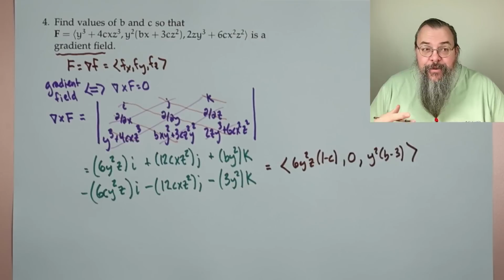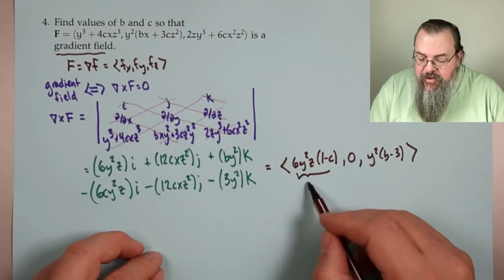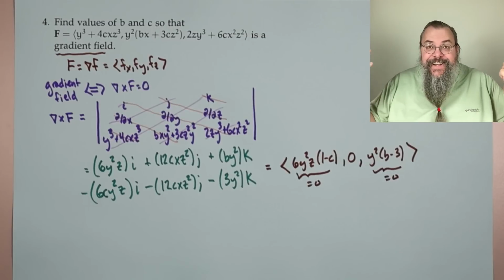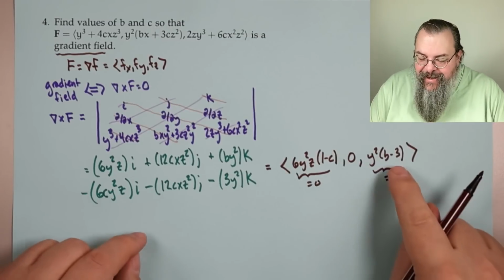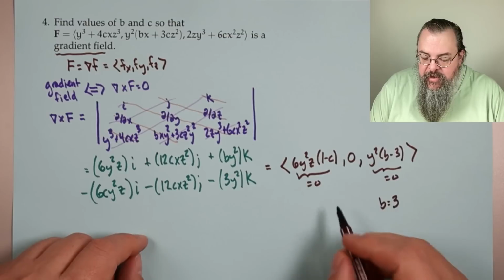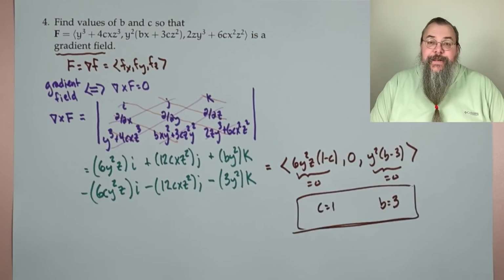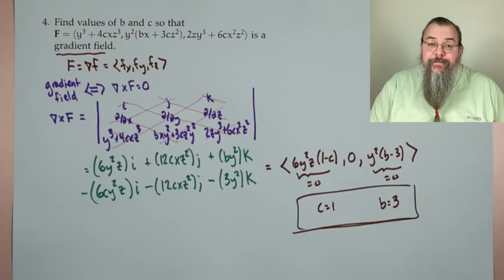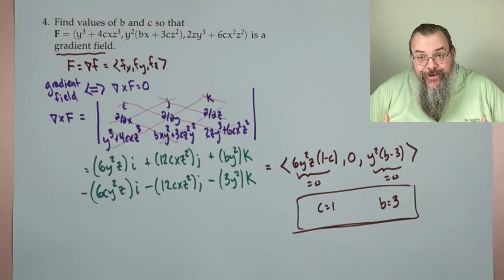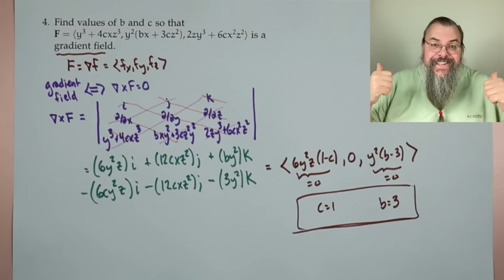Now, remember, what's our goal? We want it to be 0. So we say, okay, we need this to be 0, and we need this to be 0. Oh, I know the choices. I should choose b to be 3, c to be 1. And there we go. There's a set of choices which will give us what we need. It'll guarantee that we're a gradient field. And in fact, these are the only choices which will give us our gradient field. So, woohoo! Nice!